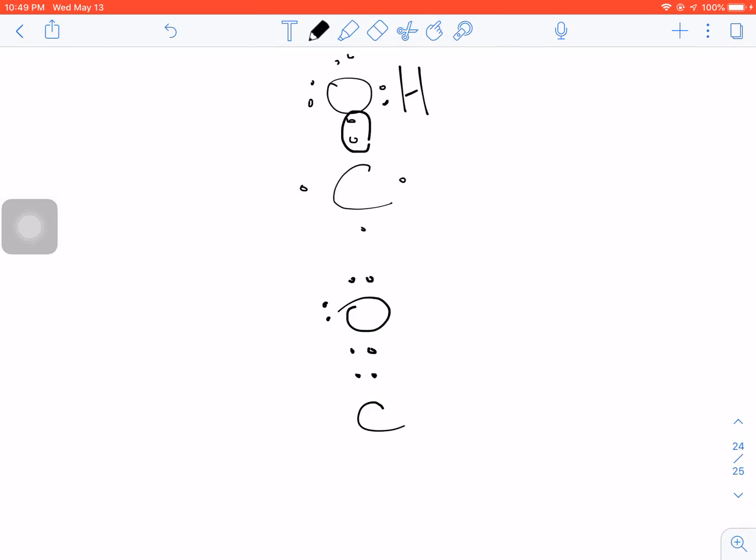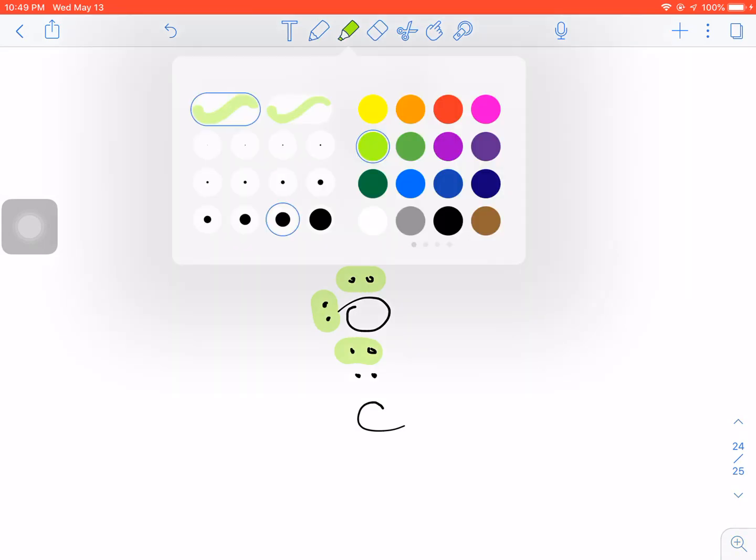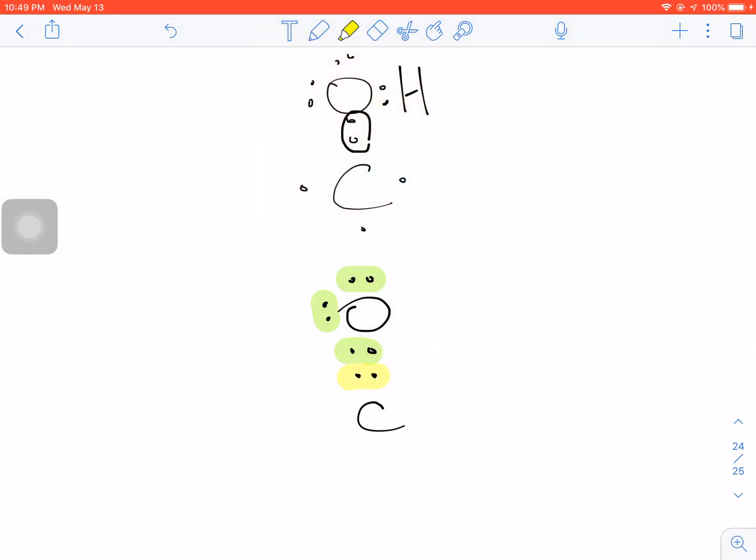So oxygen has its 6 valence electrons, right? Remember, oxygen's 8, 2 plus 6. So the 6 electrons are 2 here, 2 here, and 2 here. Those are oxygen's 6 electrons. Carbon comes along, and carbon is going to share 2 of its electrons back with oxygen to make that double bond. Right? Notice that oxygen is now happy. Oxygen has 2, 4, 6, 8 electrons, so oxygen is happy.